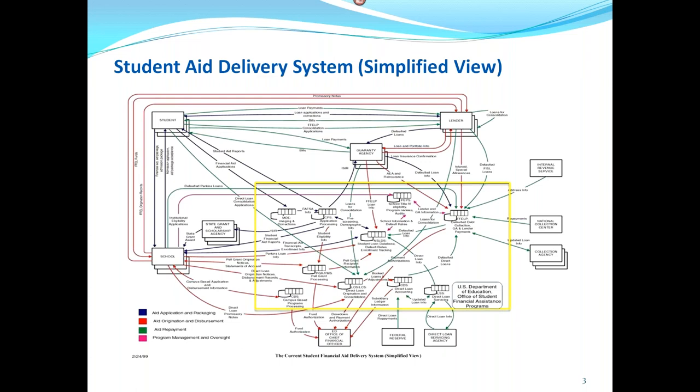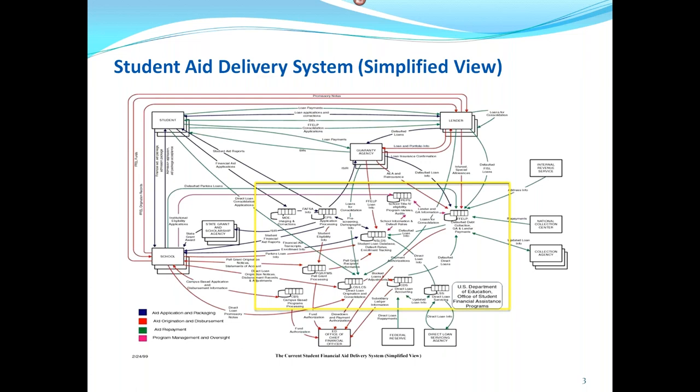This diagram is more than 15 years old. It dates back to 1999, and it illustrates the financial aid delivery system at the time. The point is that this is incredibly complicated, too complicated, and it drastically needs to be simplified. But unfortunately, Congress is very good about adding new provisions, not good at sunsetting provisions.